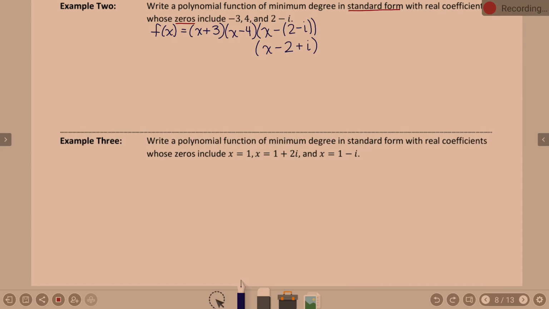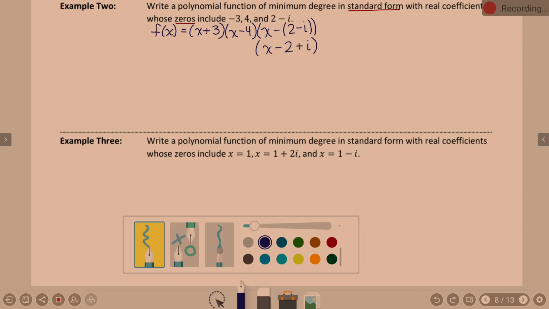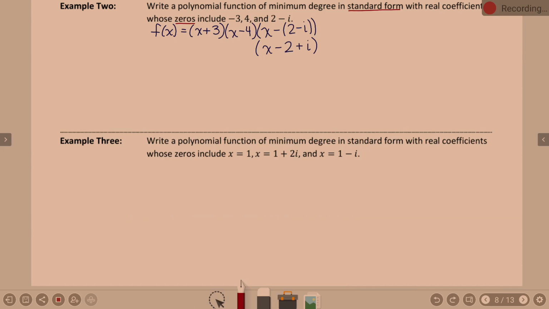Now, we can't start multiplying yet. We're missing something. Well, you could start multiplying, but we're still missing something. Go back and read up top the complex conjugate zeros theorem. What does the complex conjugate zeros theorem tell me?